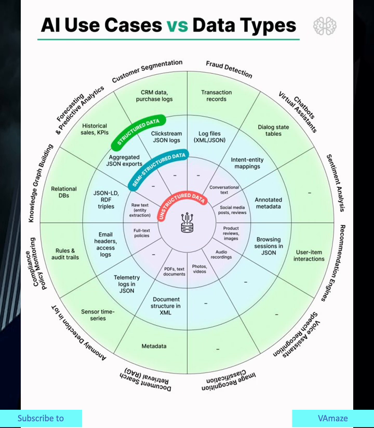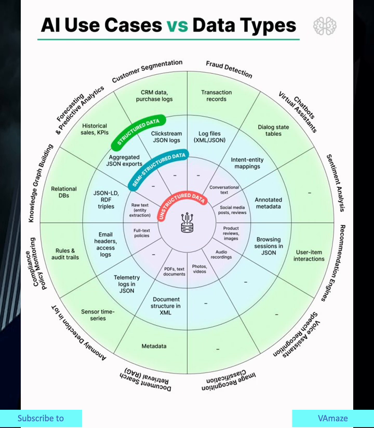This isn't just a technical consideration. It's the difference between AI projects that deliver real business value and those that become expensive experiments. The diagram reveals a sophisticated mapping between the outer ring of AI use cases and the inner rings of data types, showing how successful AI implementation requires understanding this relationship from the ground up.